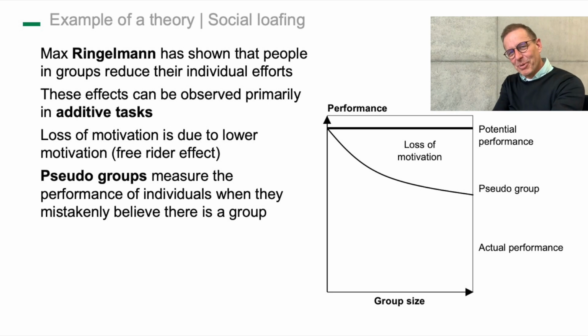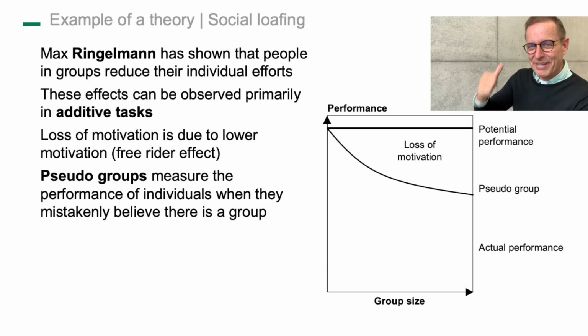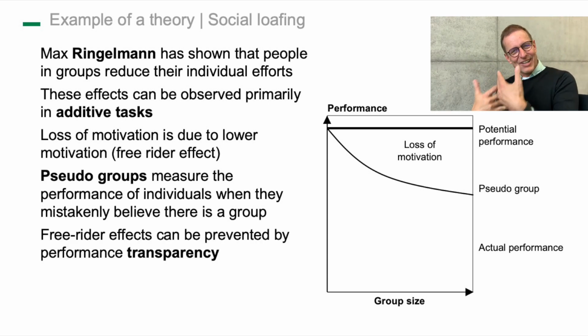So now you pull alone, 100 kilo. Now there is another person behind you, not really pulling, but you think this person is pulling: 90 kilo. Three people behind you: 80 kilo. You really can calculate the loss of motivation. That's absolutely cool.